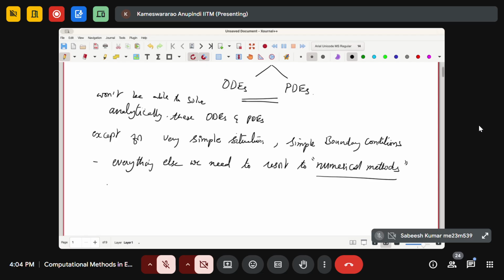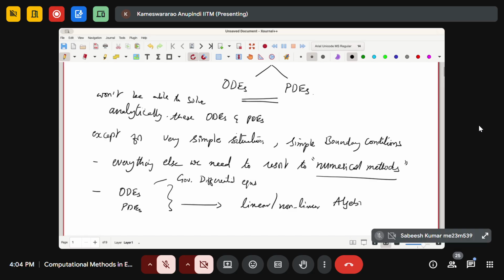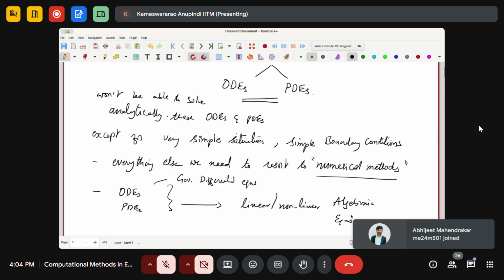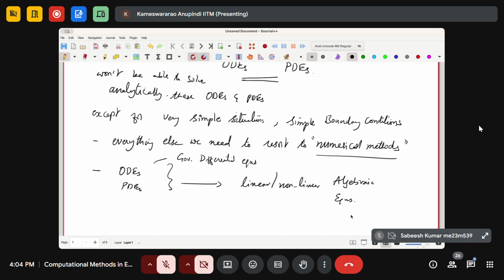Okay, so that means we should keep in mind that when we solve these equations, what we are trying to do is convert these ODEs and PDEs, which are basically the governing differential equations, into a set of linear or nonlinear algebraic equations, right? So we distinguish between partial differential equations, ordinary differential equations and algebraic equations. We are going to convert all of them into algebraic equations, whether they are linear systems or nonlinear systems.